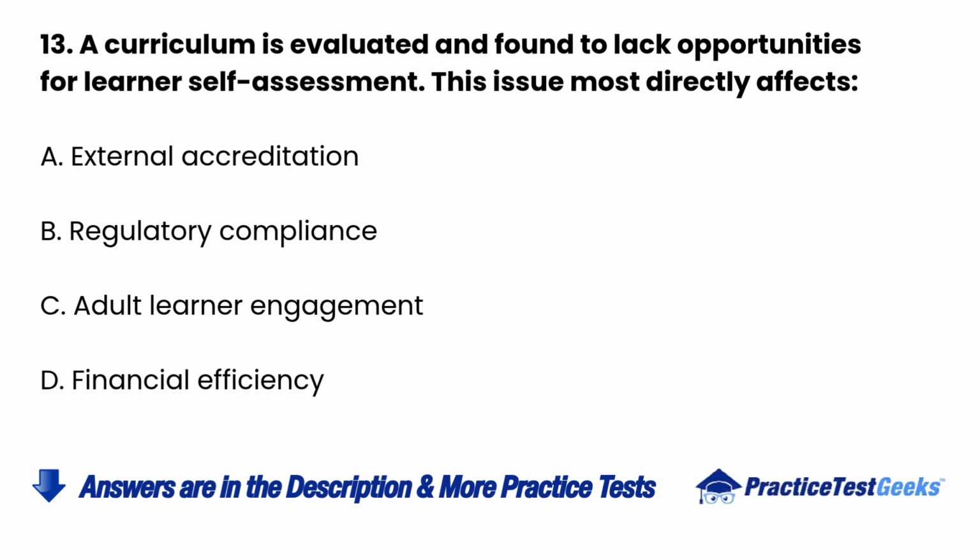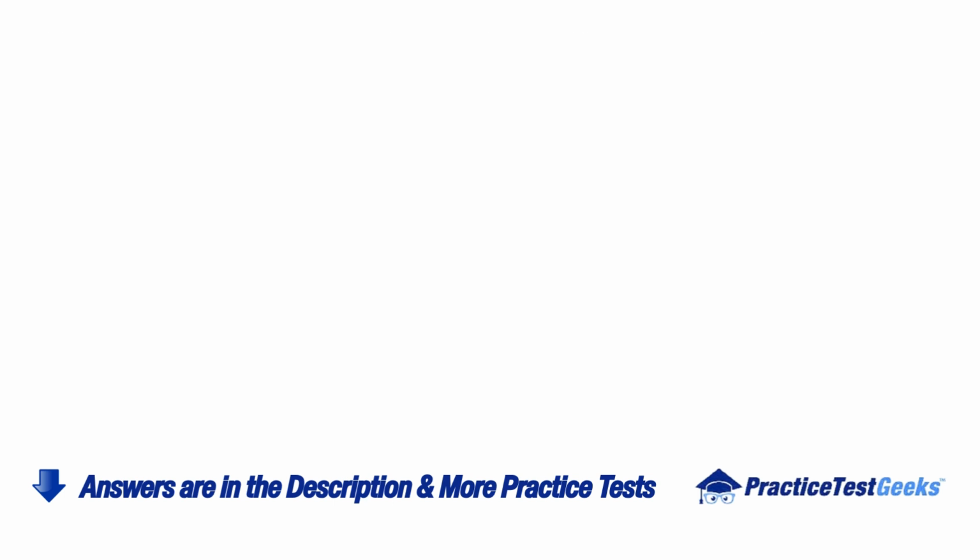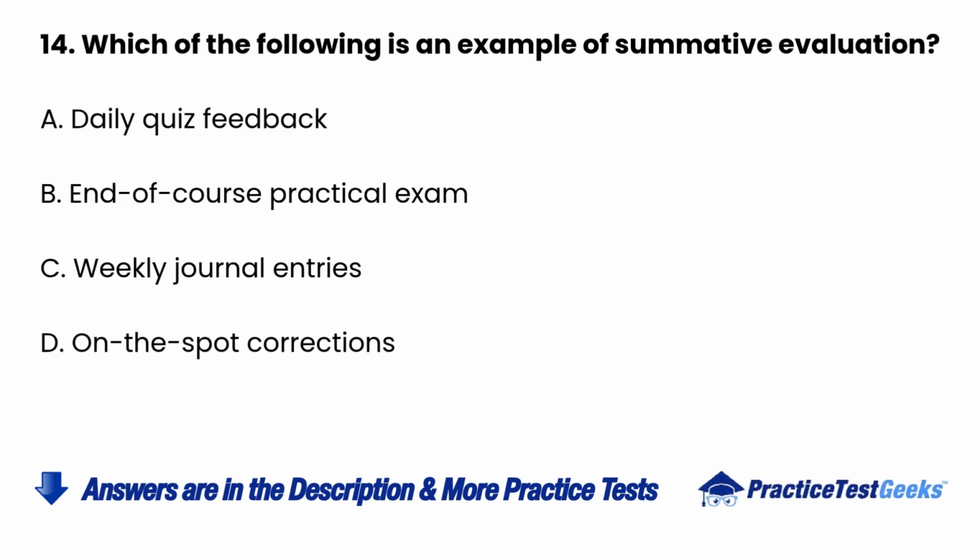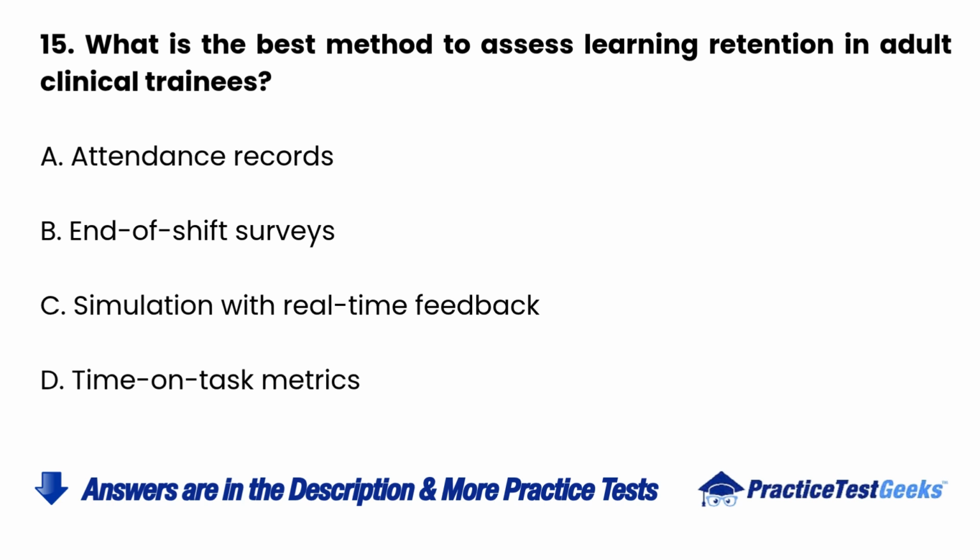A. External accreditation. B. Regulatory compliance. C. Adult learner engagement. D. Financial efficiency. 14. Which of the following is an example of summative evaluation? A. Daily quiz feedback. B. End-of-course practical exam. C. Weekly journal entries. D. On-the-spot corrections.